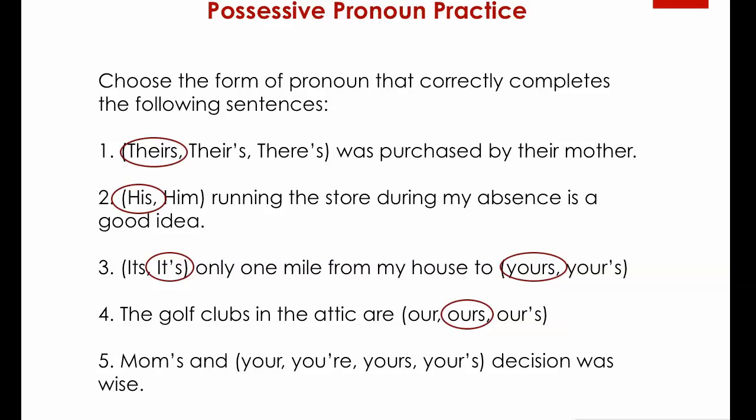And number 5: Mom's and blank decision was wise. Since decision is a noun, I'm looking for the adjective here, which means I don't want either of the ones that end in s. So I'll try the contraction test. Mom's and you are decision was wise. Incorrect. Therefore, I want the possessive adjective your, Y-O-U-R.